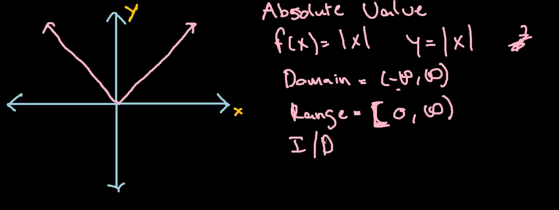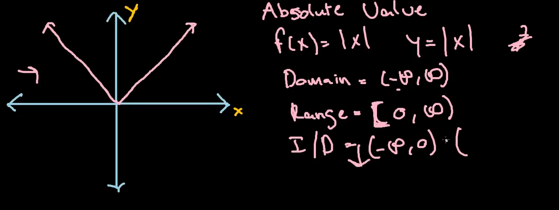Increasing, decreasing. If we read it from left to right, it has the same thing as our squaring function. The y values are getting smaller and smaller until we get to 0, and then from 0 to infinity, they're increasing. So it's decreasing from negative infinity to 0, 0 not being included, and then it's increasing from 0 to infinity.